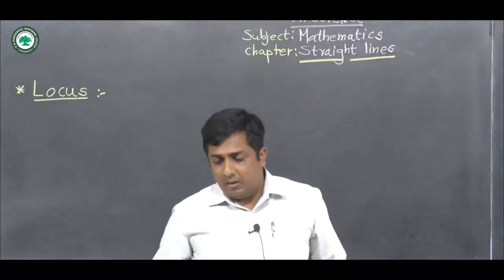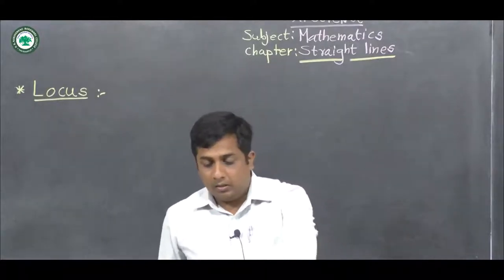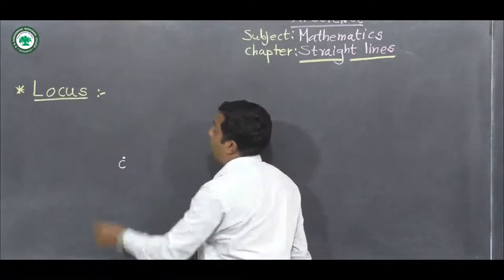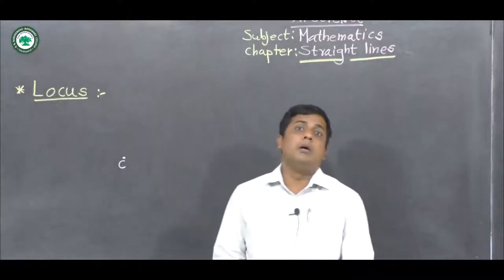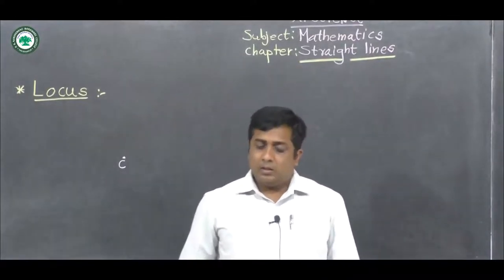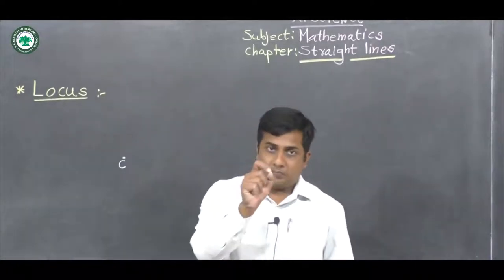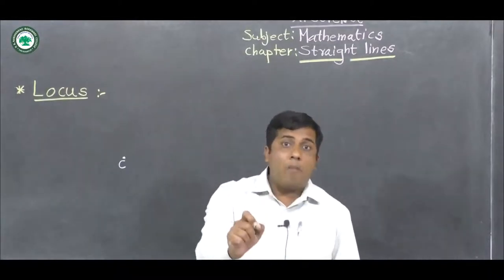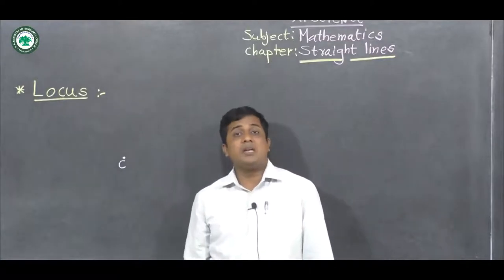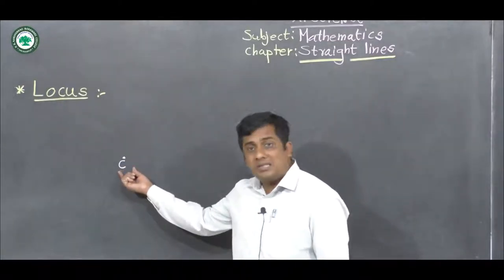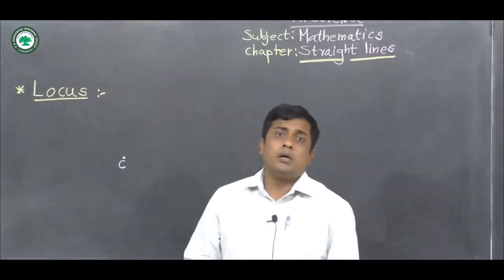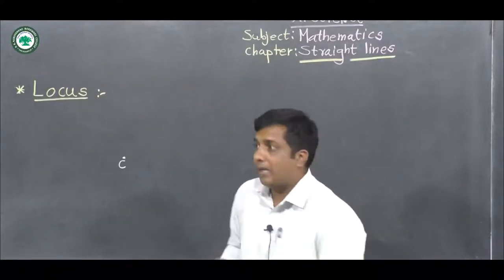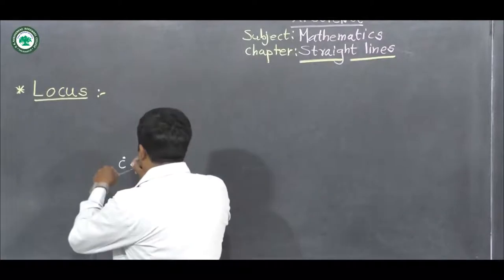Let us see one simple example to define the locus. Let C be any point in a plane. Then we consider the set of all the points which are at a distance of 5 units from this C. This forms a circle.